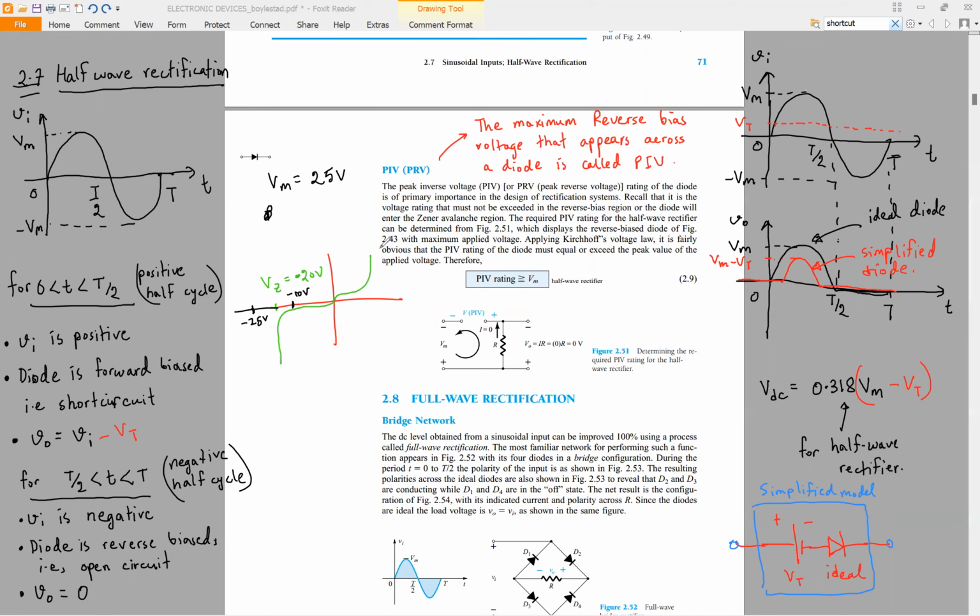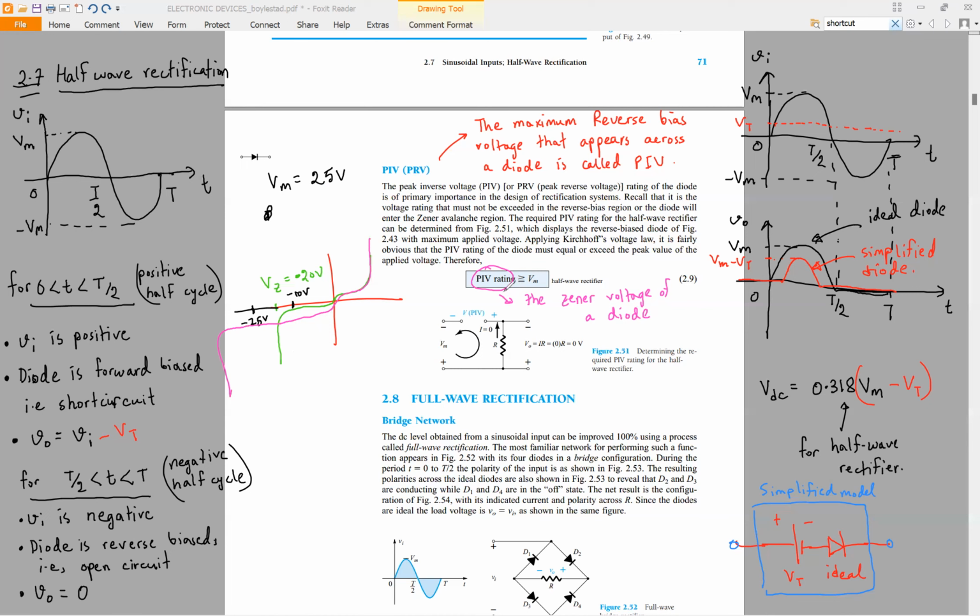So how can we fix it? We need to take a diode which has a PIV rating greater than minus 25. So I hope you have understood the significance of PIV rating. PIV rating is nothing but the Zener voltage of a diode. And Zener voltage is the maximum reverse bias voltage that the diode can tolerate before going to the breakdown region, right?